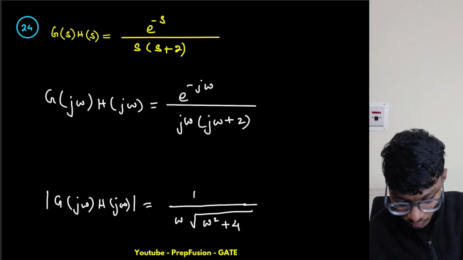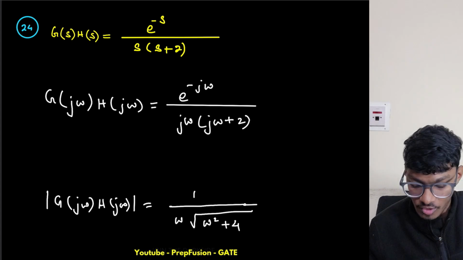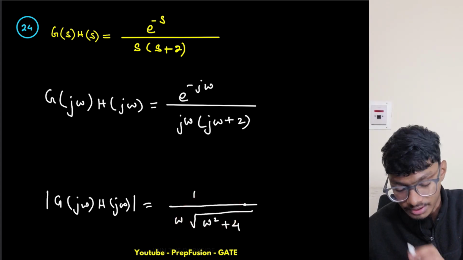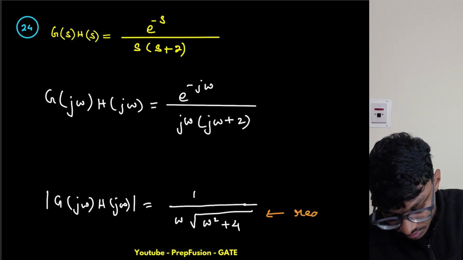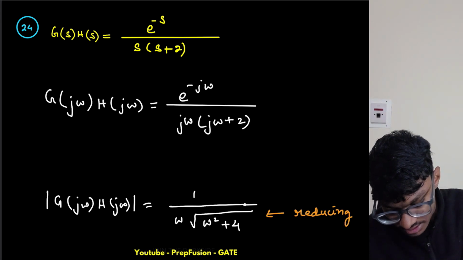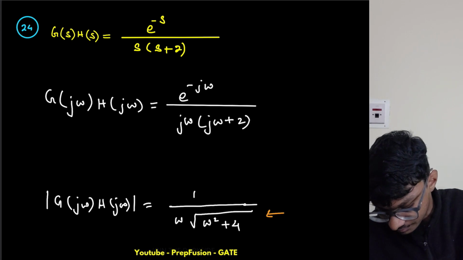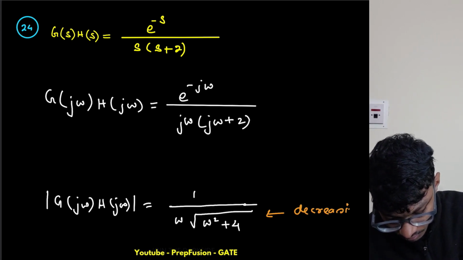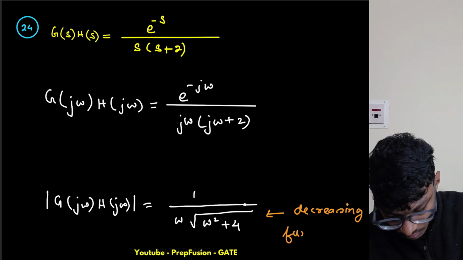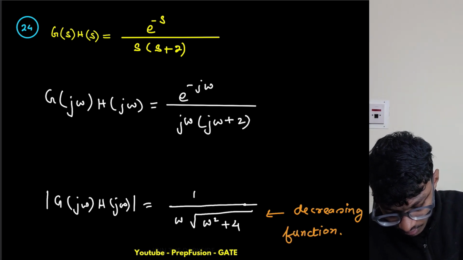Omega square plus 4. So again I'm going to my same form, that my magnitude is always reducing. So my magnitude is always reducing. Okay, decreasing, or you can say reducing or decreasing function. Okay, it is a decreasing function, right?